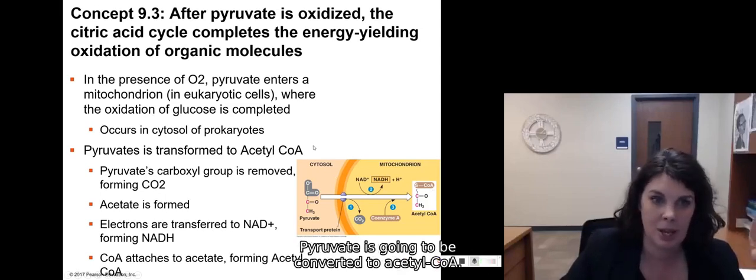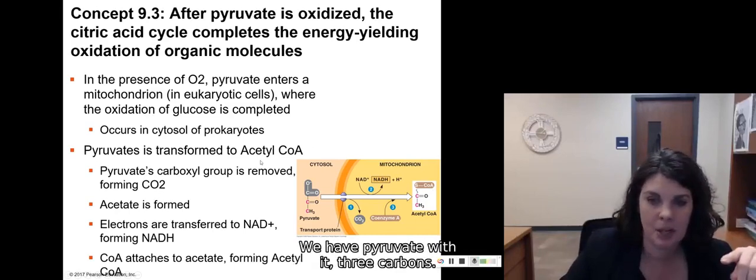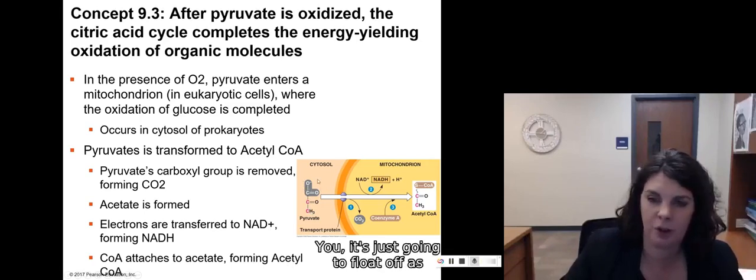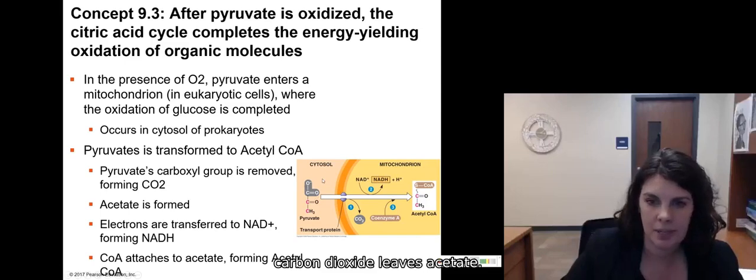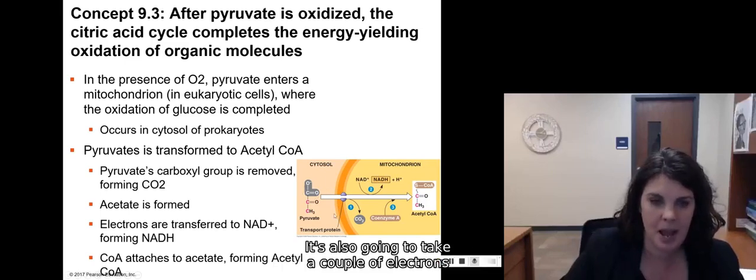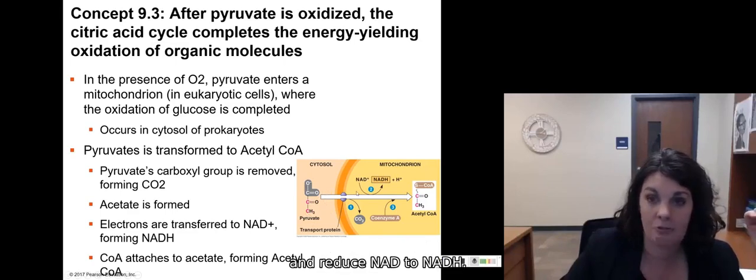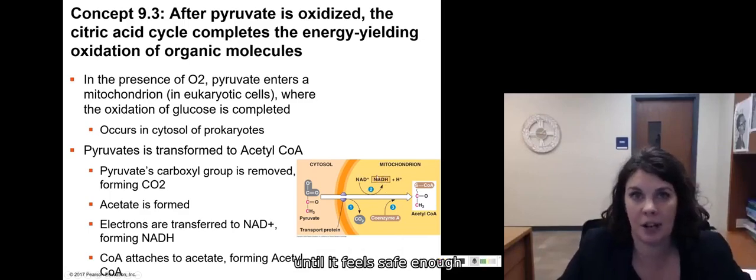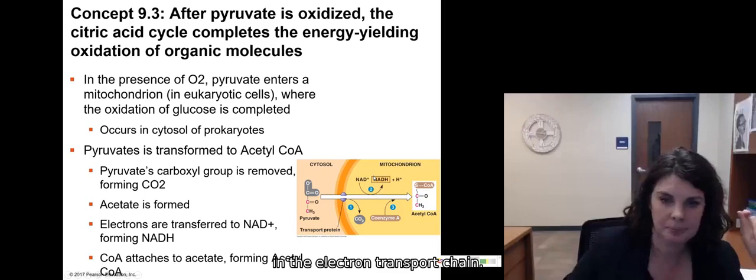The first stage is called the preparatory stage. Pyruvate is going to be converted to acetyl-CoA. So we have pyruvate with its 3 carbons. It is going to be decarboxylated. So this carbon is removed. It's just going to float off as carbon dioxide. That leaves acetate. It's also going to take a couple of electrons and reduce NAD to NADH. So NADH is holding on to a lot of electrons until it feels safe enough in the electron transport chain.